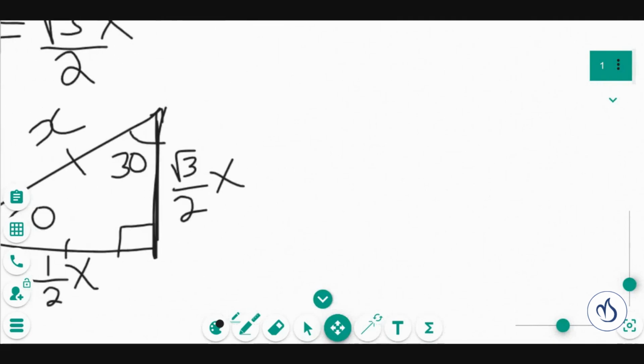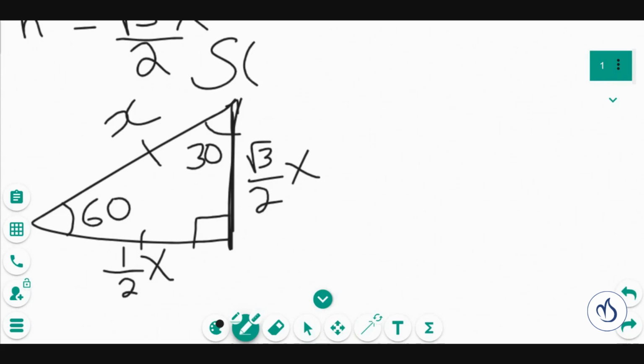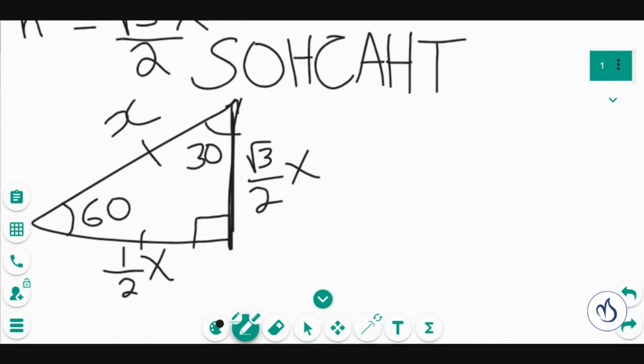Okay, so this is where we were. So remember SOHCAHTOA. SOH is telling us that the sine is the opposite over hypotenuse. CAH is telling us that the cosine of any angle, you get the adjacent over the hypotenuse. And then the TOA tells us that the tangent is the opposite over the adjacent.